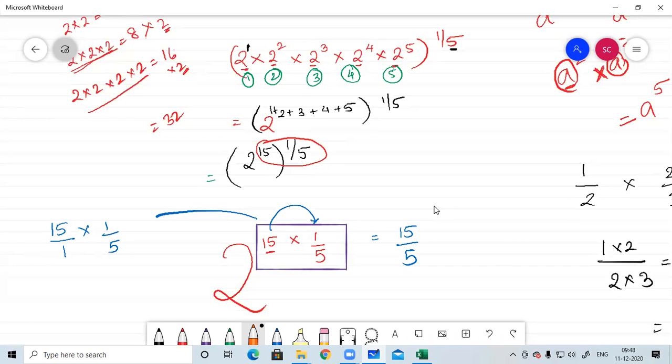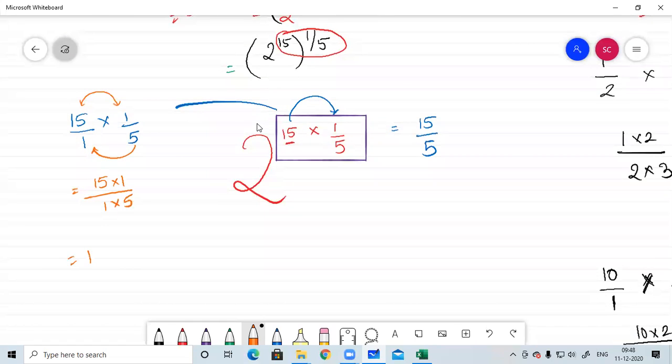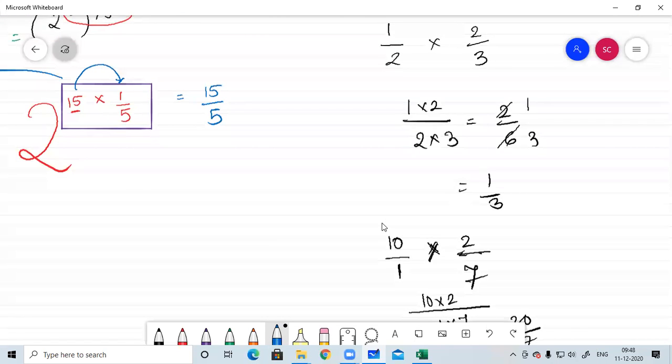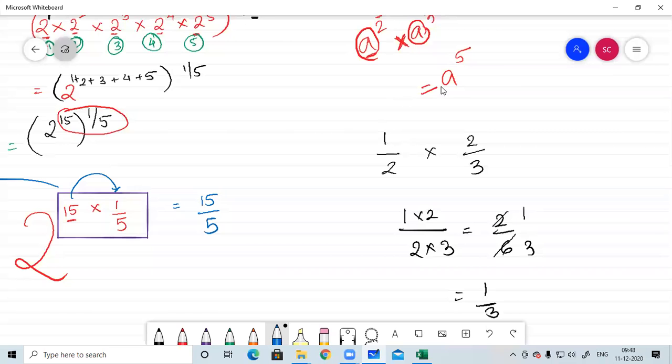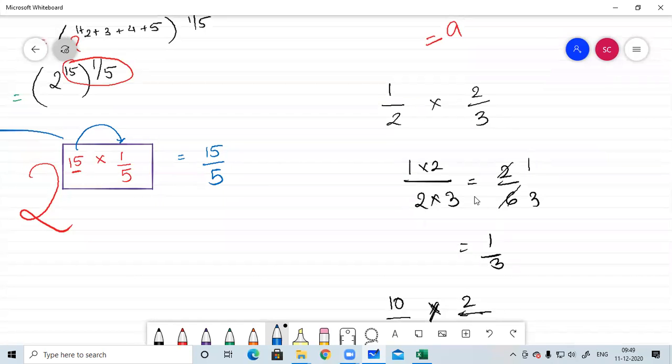Okay. So now what you will do, you will take 15 multiplied by 1 and 5 multiplied by 1. So you will get 15 into 1 upon 1 into 5, which is further written as 15 upon 5. That's how I got this particular calculation. Okay, so that's why I was teaching you the multiplication of fractions, for which I showed you both examples. 1 upon 2 into 2 upon 3 is a multiplication, meaning 1 into 2 divided by 2 into 3, so 2 upon 6.